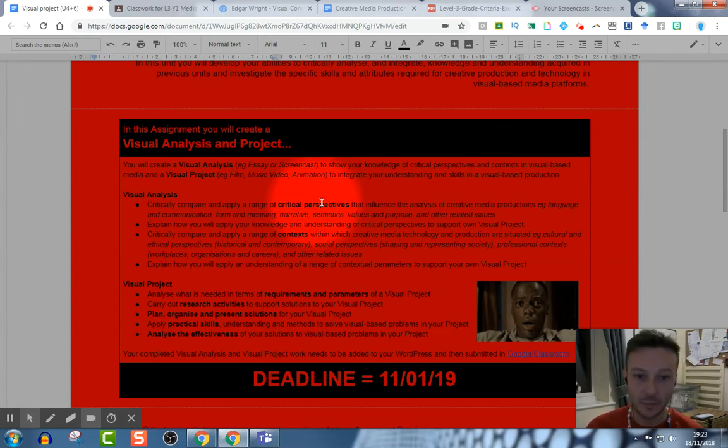For example, looking at language and communication. So how do the examples you've given use language, whether it be spoken language, whether it be media language, the use of cameras, the use of colour, the use of lighting to communicate to the audience? How does it communicate to the audience? Through sound, for example. Use of language and communication is something I want to talk about in relation to the examples that you choose. Form and meaning.